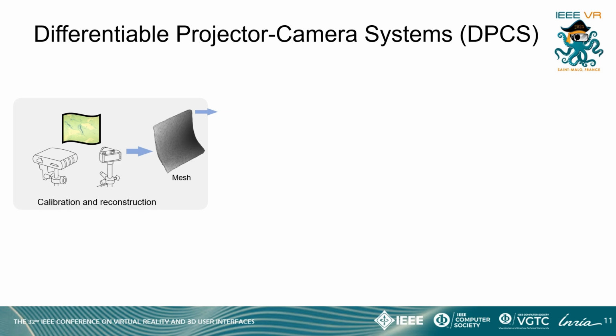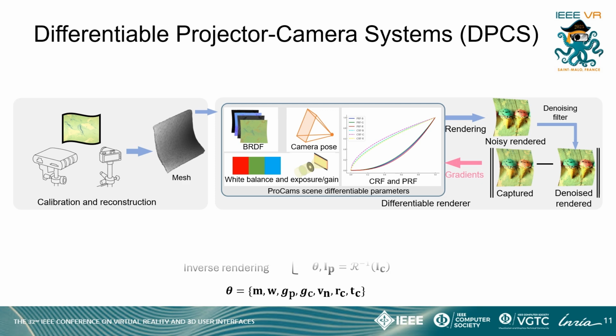Next, the calibrated geometry is fed into the differentiable renderer, and a forward differentiable rendering pipeline simulates the light transport of the ProCams using predefined scene parameters, such as surface reflectance, the projector response function, and the camera response function. This forward rendering approach produces simulated camera-captured images under different projector input patterns.